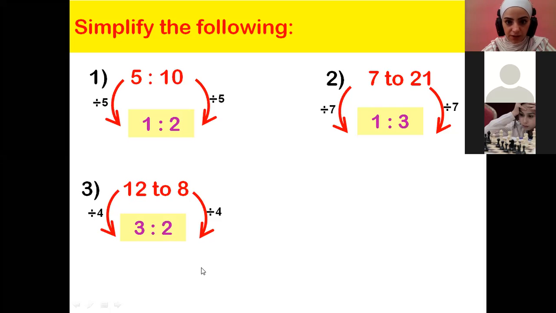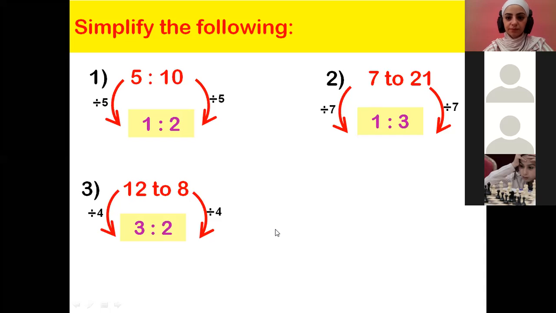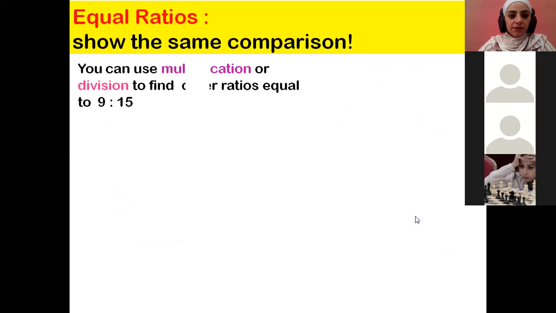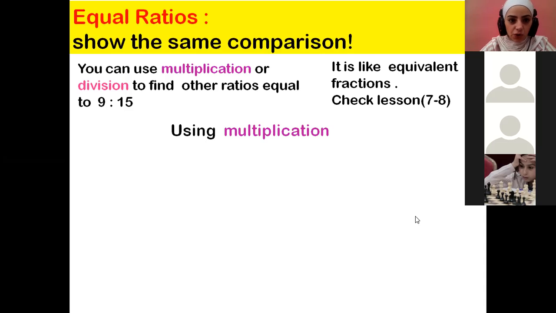Sarah, yalla, we still have 2 last. Sarah, then Salma. Yes, Sarah? Yes, teacher. 6 to 15. It has a common factor, which is 3. Excellent. We divide 6 by 3 and 15 by 3. It will be 2 to 5. Yes, 6 divided by 3 is 2. 15 divided by 3 is 5. Excellent, Sarah. So here we're done with simplifying ratios.